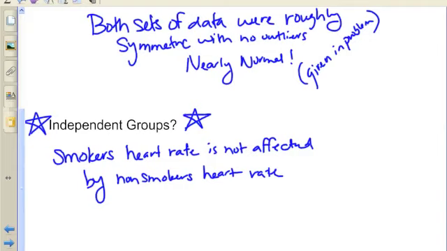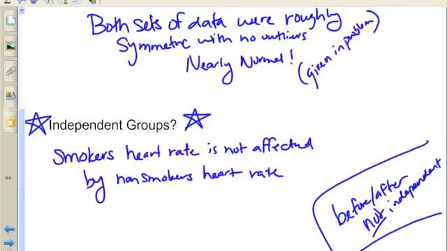It would look like maybe a before and an after of the same person. If I compared my own heart rate while I'm smoking and then my own heart rate while I'm not smoking, that is not independent because they're both me. Surely my heart rate in one situation affects my heart rate in the other, because either it's a good heart rate or it's maybe really bad. So we'll see more examples of this to come.